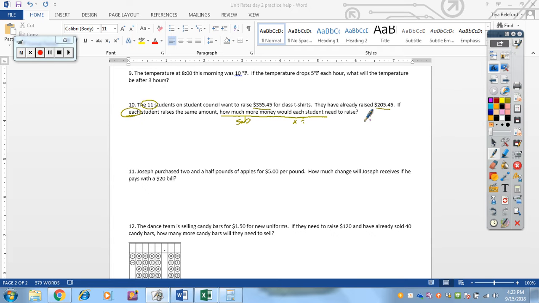So first of all, they have $355.45. They already have $205.45. So I'm going to subtract those. Oops. Hopefully I subtract correctly. After I subtract, I need to know how much each student will raise. So that is dividing, right?